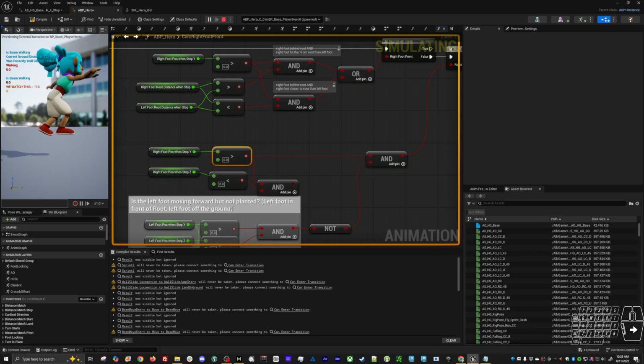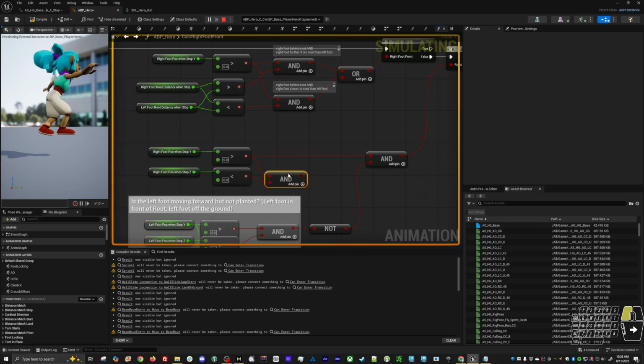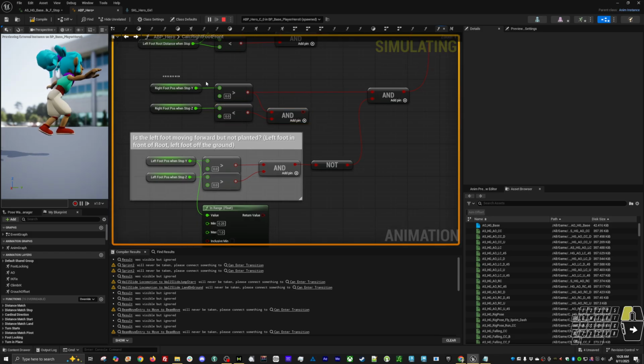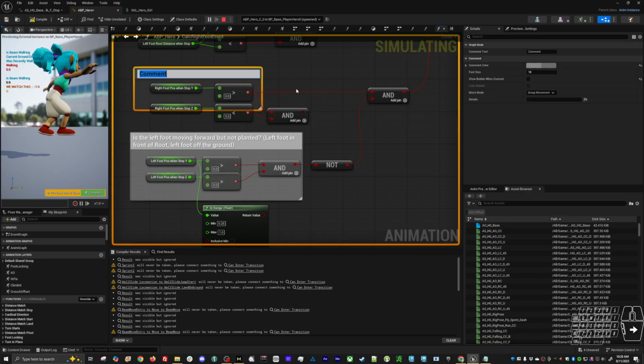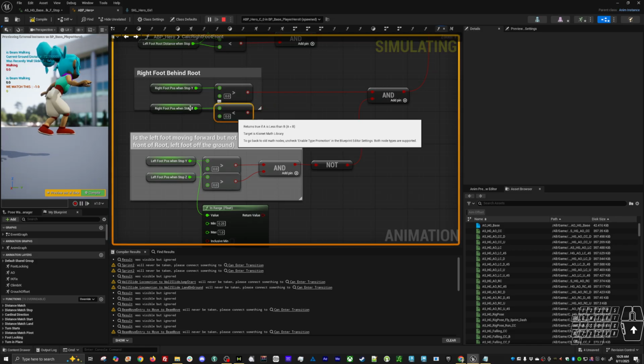Right foot position when stop Z is less than 0. So that means we're on the ground. Oh, we're not using that one. Oh, we're using this one. We're going to say this one is behind root. Right foot behind root. Got it. So let's delete this, this.